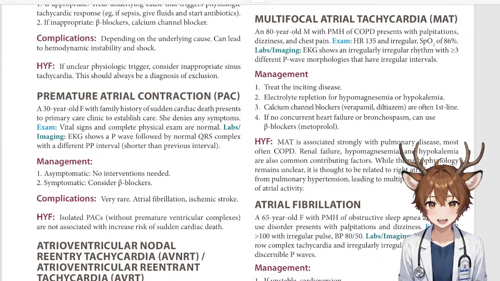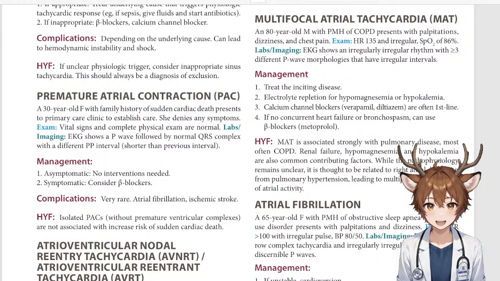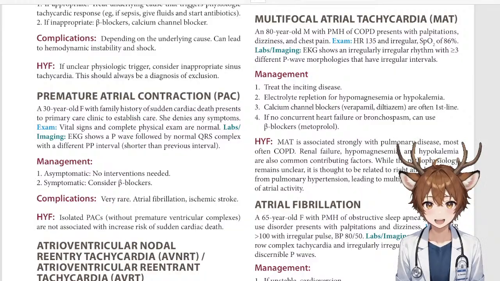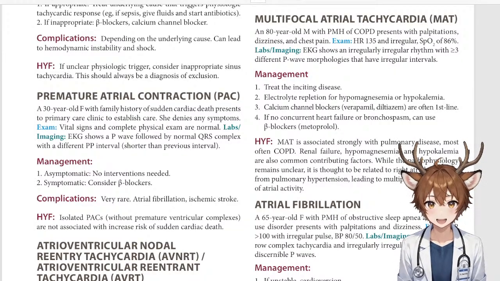Electrolyte repletion for hypomagnesemia or hypokalemia. Calcium channel blockers, verapamil, diltiazem, are often first line. If no concurrent heart failure or bronchospasm, can use beta blockers, metoprolol.